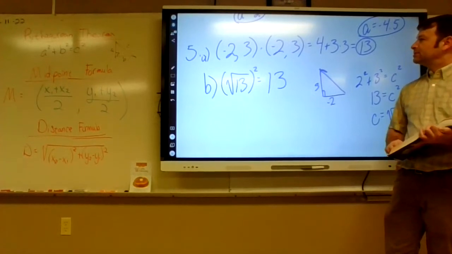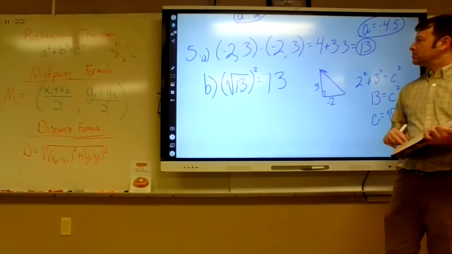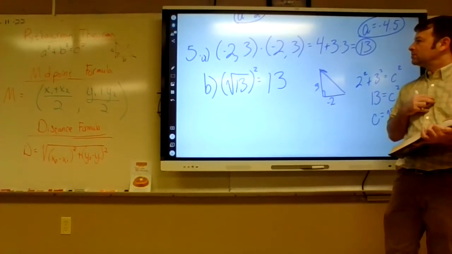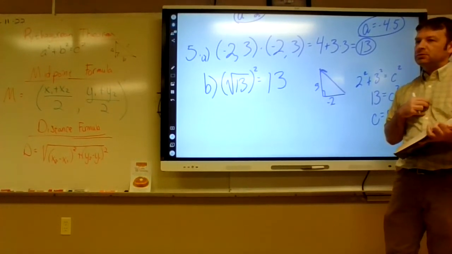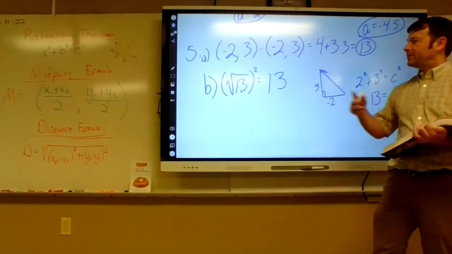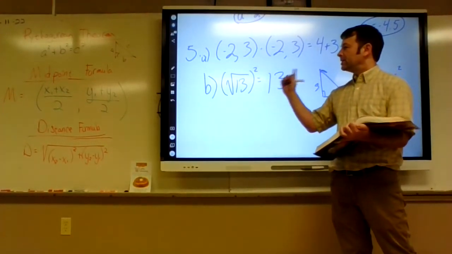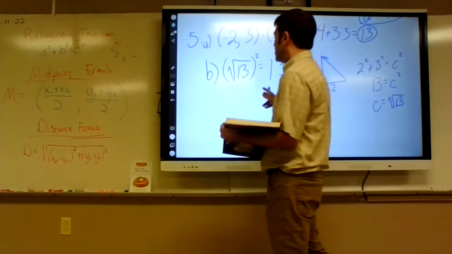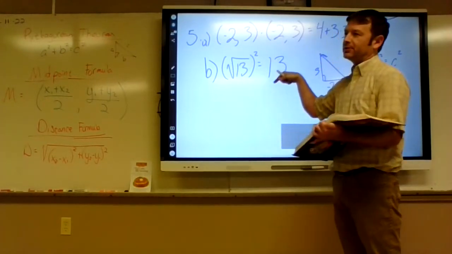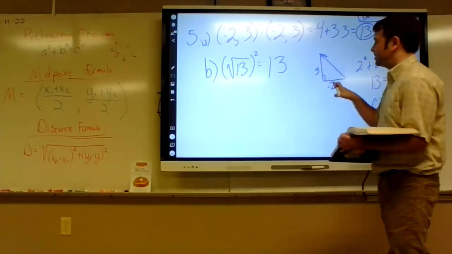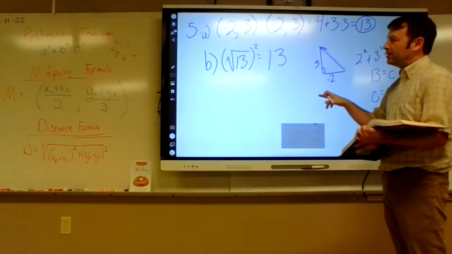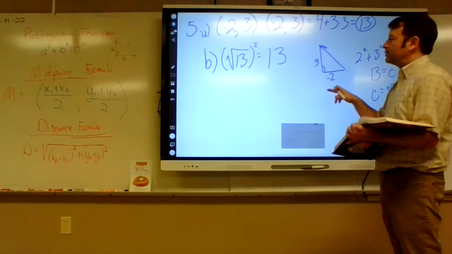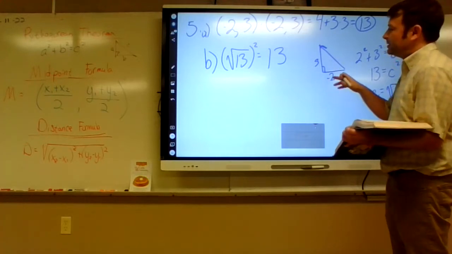How do you find the magnitude? If we want to find the magnitude, we can do the dot product of the vector times itself. It's the exact same thing as this right here, 2 squared plus 3 squared. But you do have to square root it.